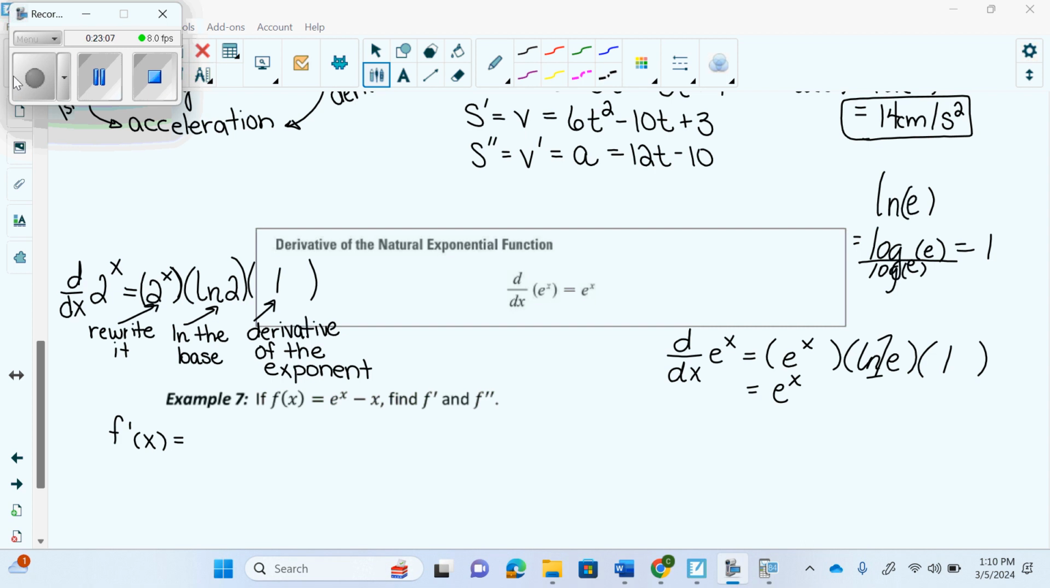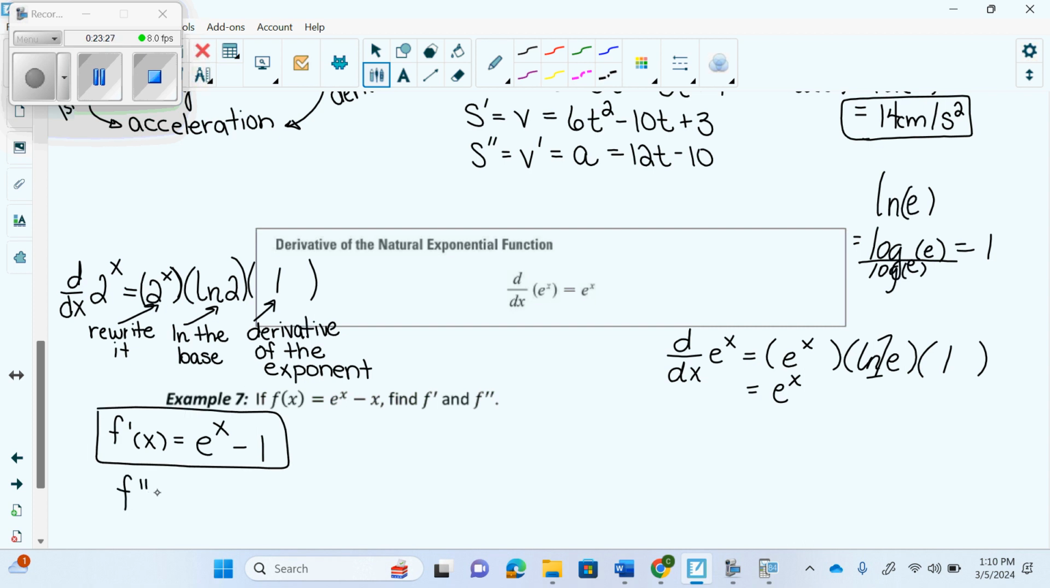F prime of x equals e to the x minus x. What's the derivative of e to the x? E to the x. Minus, what's the derivative of x? What's the derivative of x? 1. Done. That's the first derivative.